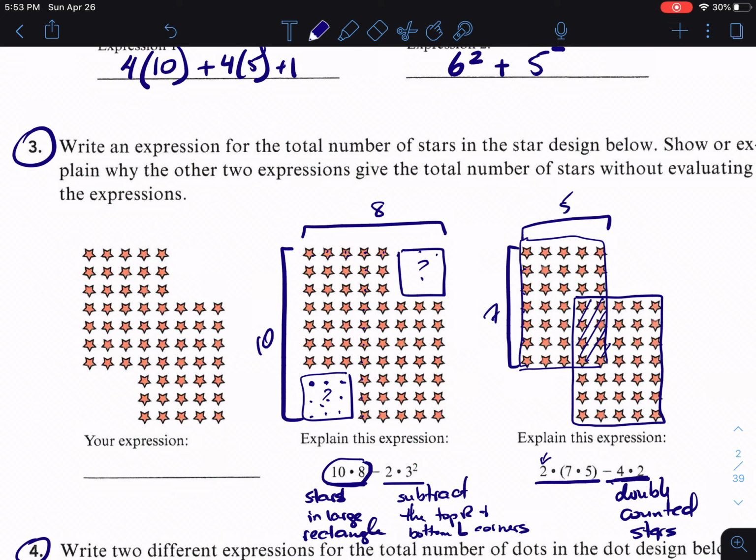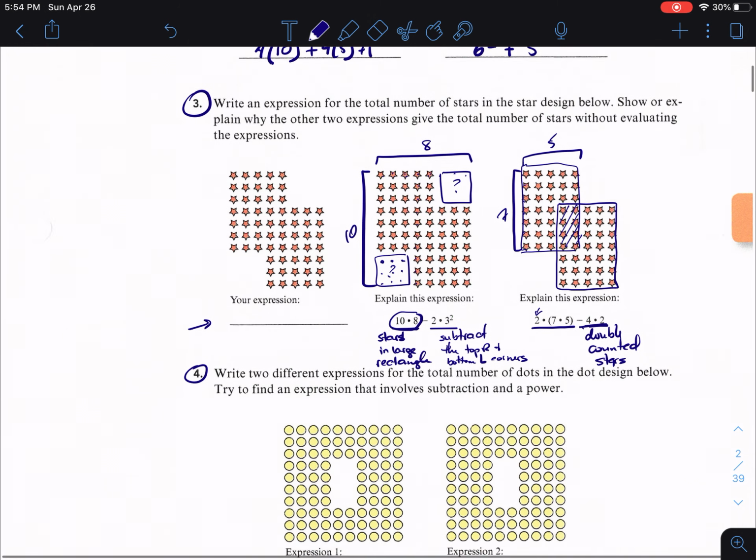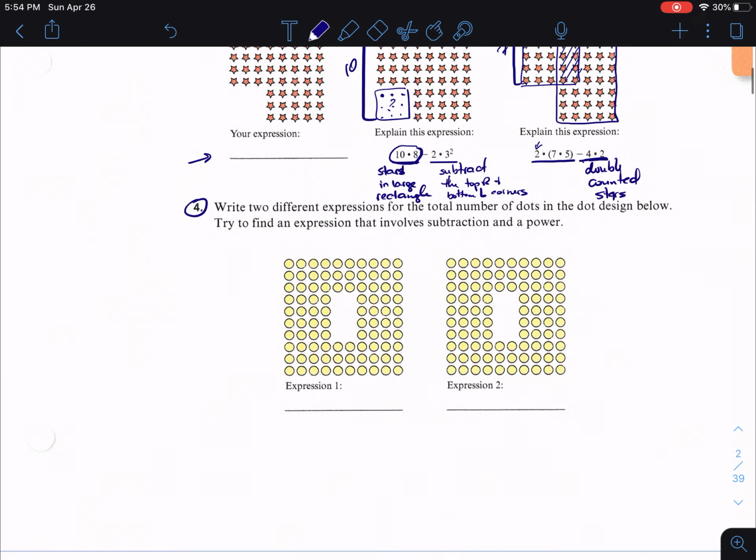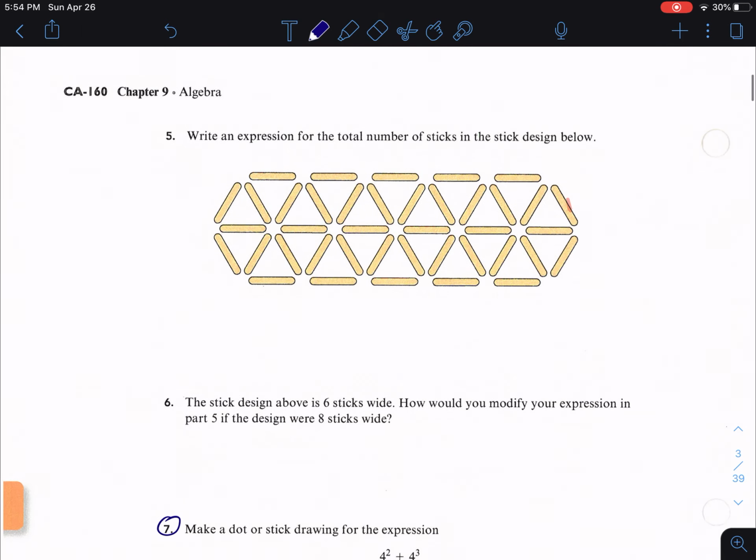So I'm going to leave you to write your expression of this that's different from the other 2. I'd also ask you to write 2 different expressions for number 4 and see what you can do with that. Be creative. Make sure that whatever expression you write can be made sense of in the drawing. Now let's take a look at number 5.